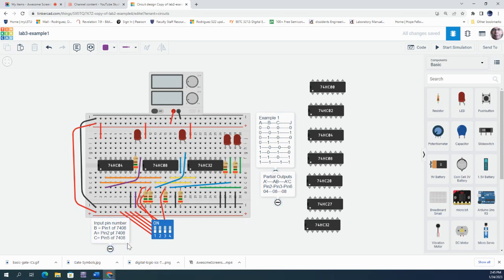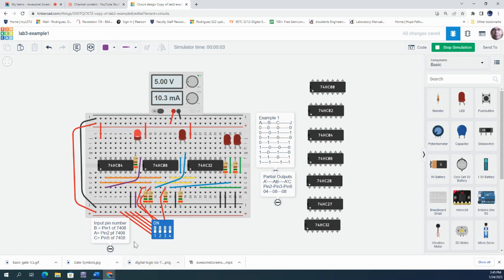These are the input pin numbers that I have designed. For instance, pin 1 right here on the 7408 is going to be input B. Pin 2 is going to be input A on the 7408, and pin 5 is going to be C, right? That's how that's figured out. All right, let's go ahead and run this. Again, if you're looking at the table, you probably will have a better idea.